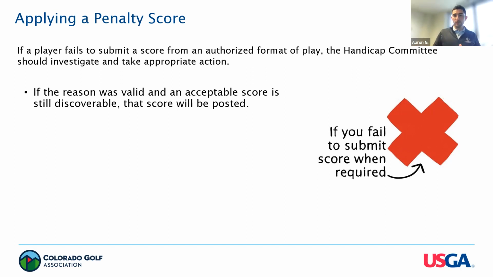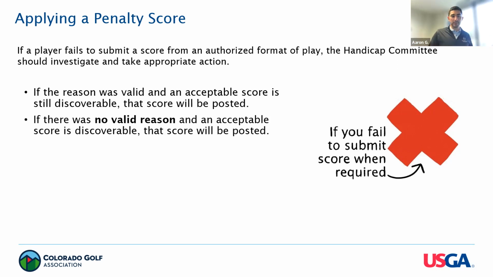So here are a few reasons to give a penalty score. If the reason why the person didn't post was valid and an acceptable score is still discoverable, the score should be posted. No penalty score, just the score itself. If there is no valid reason and an acceptable score is discoverable, that score should be posted to that golfer. Again, no valid reason for why that golfer didn't post and you find out what the score is, the committee can post that score for them.